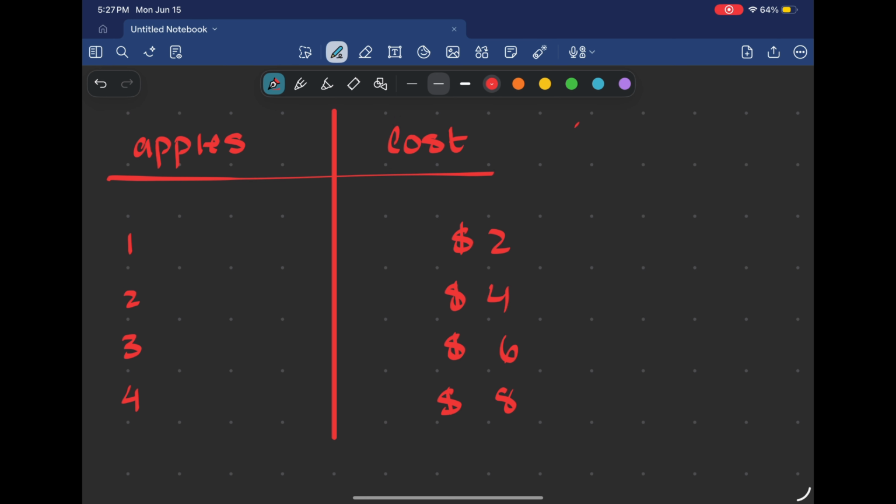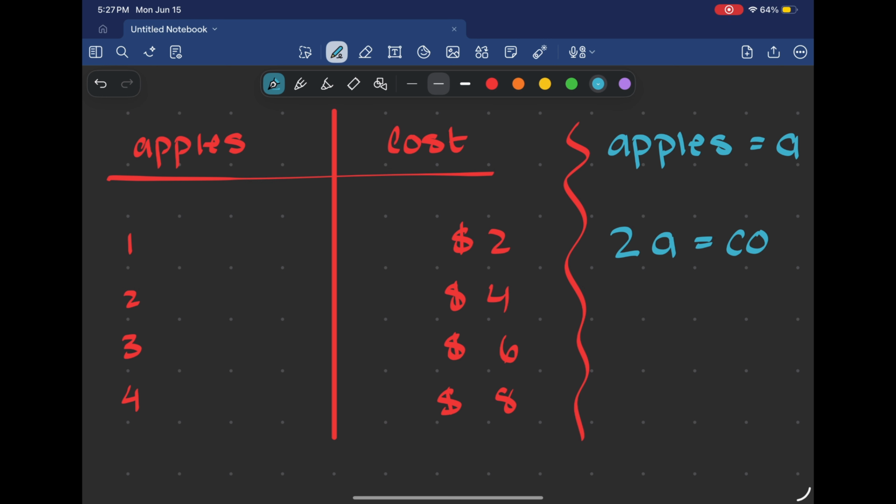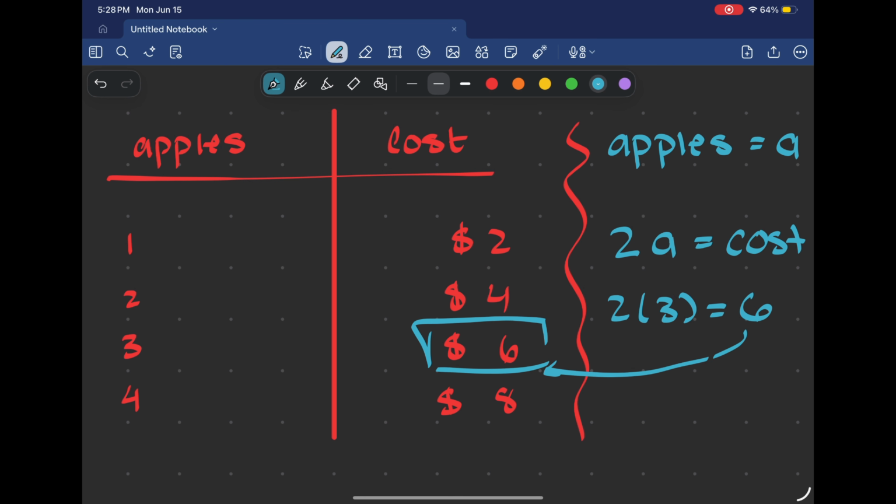First, let's assign a variable. Let's make the amount of apples equal to a. Then we can see that each apple is equal to $2. Therefore, we can have the expression 2a is equal to the cost of the apples. Now, if you plug 3 in for a, meaning 3 apples are bought, you can do 2 times 3 is equal to 6, which is the amount that you would have to pay for 3 apples.